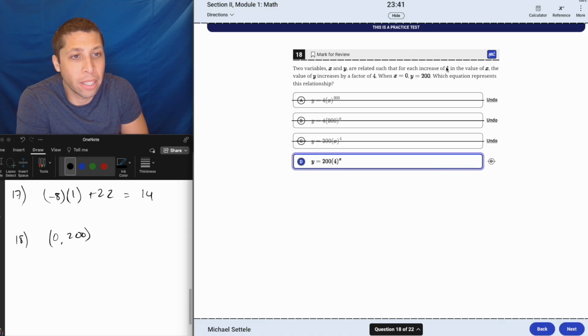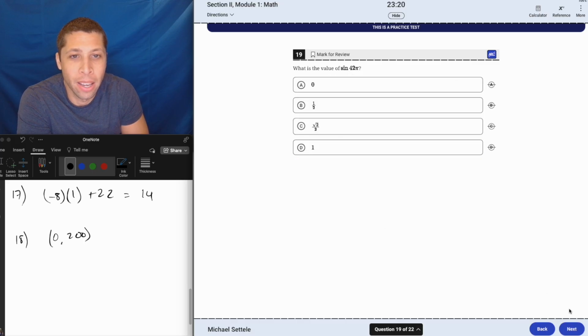So this whole thing about "for each increase of 1, the value of y increases by a factor of 4" is just telling you this. It means you're multiplying by 4 for every 1 that you increase it, which is true because that's how exponents work. But that's a confusing sentence that's going to throw people off, when if you just think plug points into equations, it's a point, plug it in, it only works in 1. So easy. What is the value of sine of 42 pi?